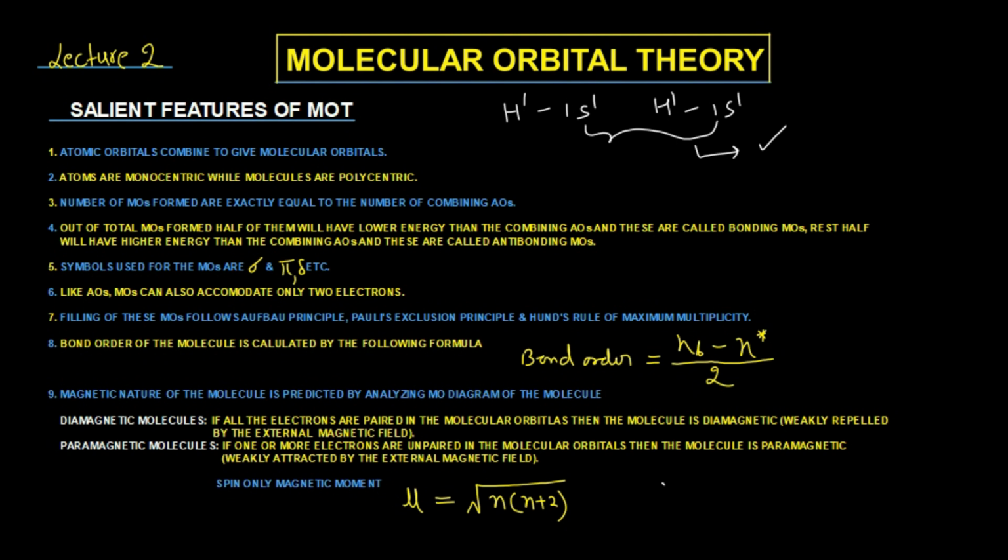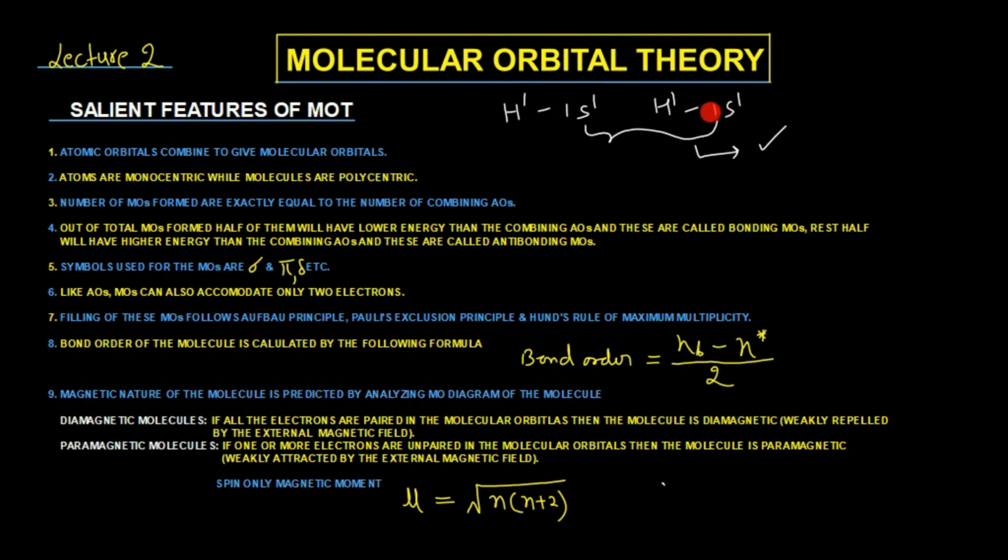The second one is that atoms are monocentric while molecules are polycentric. Again, it is very, very important. If you consider only the atom of hydrogen, this hydrogen atom has only 1 electron, because its atomic number is 1. Since the atomic number is 1, only 1 proton is there in the nucleus as well. So this particular electron in the hydrogen atom, which is present in the 1s orbital, is under the influence of one nucleus only.